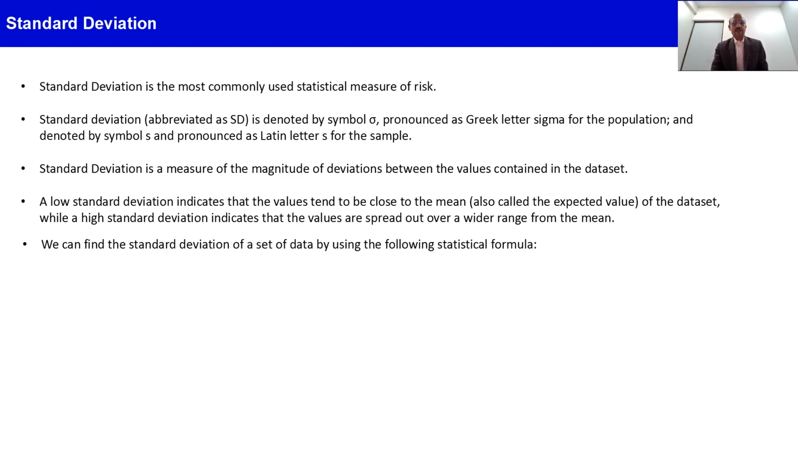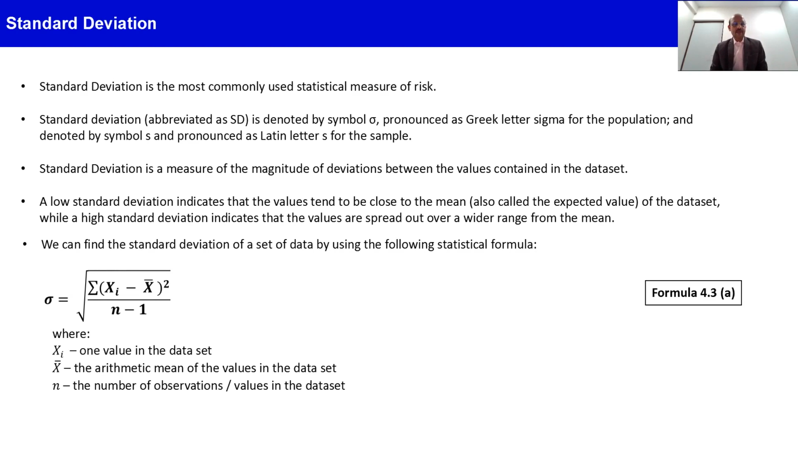We can find the standard deviation using the statistical formula which says like this: sigma equals under root of summation (x minus x bar) squared divided by n minus 1. N minus 1 when we use the sample, and we divide it by n when we use the population. Where xi is equal to one value in the data set, x bar is the arithmetic mean of the values in the data set, and n is the number of observations or values in the data set.